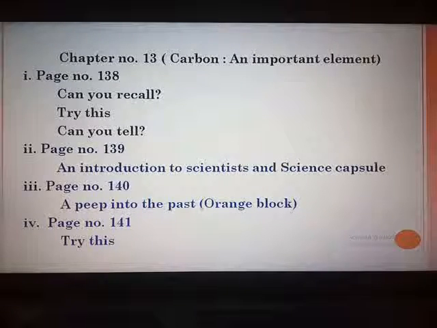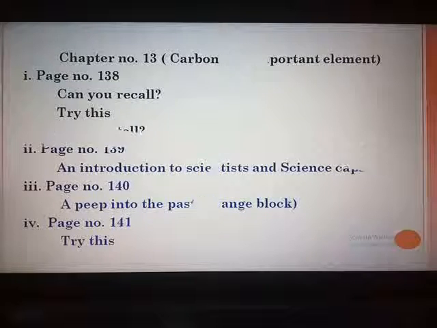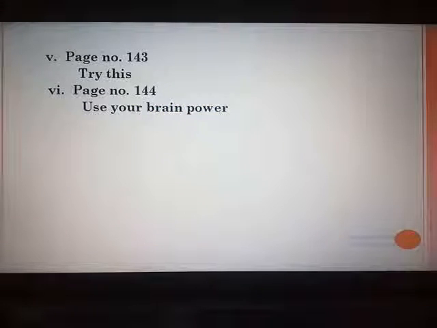Turn your page. Page number 142, there is no reduction. Page number 143, towards the bottom of the page you have under the heading solubility of carbon, try this activity. Remove that entire activity. Apparatus, chemicals, procedure, everything has to be removed. Turn your page. Page number 144. On this page there is a lot of reduction, so be careful. Right on the top, use your brain power has to be removed. The very first activity.